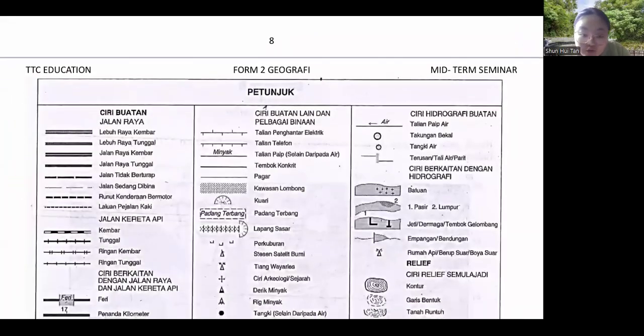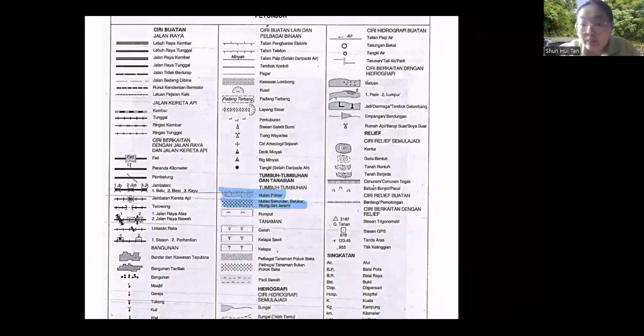Oh, but the petunjuk got contour. Be careful. You see, in Form 1, we can look at the petunjuk and then find out physical and budaya, right? But in Form 2, you cannot heavily rely on petunjuk already. Because if you flip through your kertas model, you will realize all the petunjuk are the same, even though the map are different. They no longer show you things that in the map.